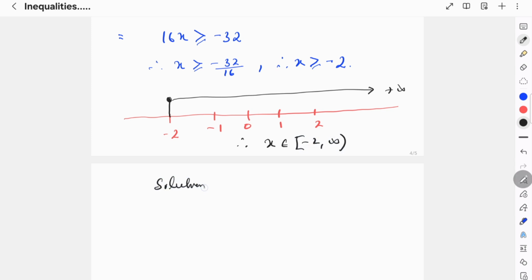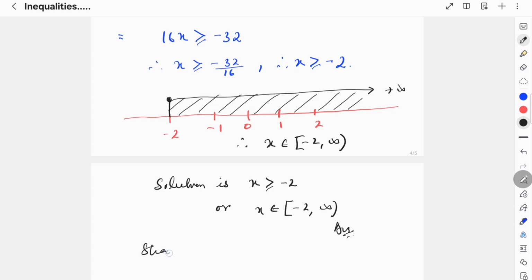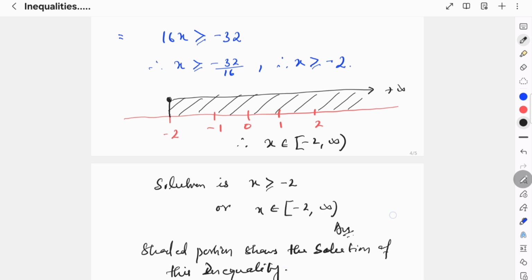So we can say x belongs to minus 2. We are taking minus 2 because x is greater than equal to minus 2. And all the values which are greater than minus 2, it can go up to infinity also. So we take a closed bracket for minus 2 and an open bracket for infinity. And the solution lies within the shaded portion as shown on the number line. So we'll have to consider minus 2 and all the values which are greater than minus 2.